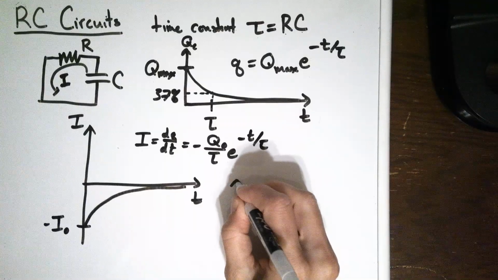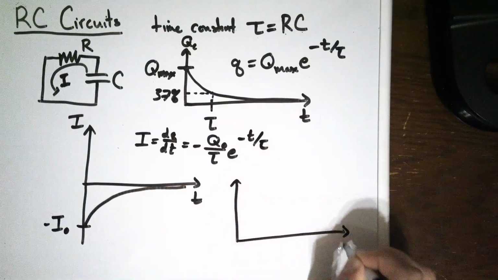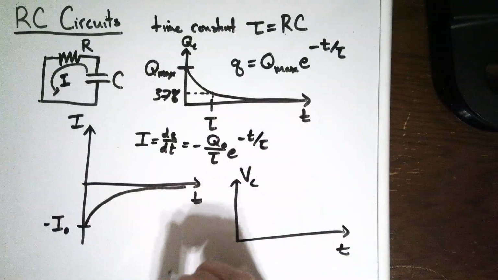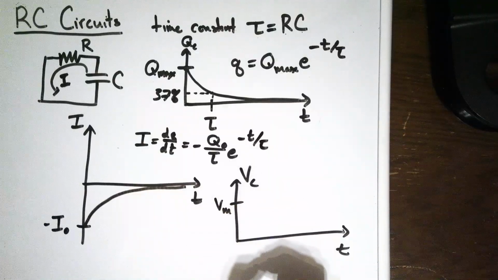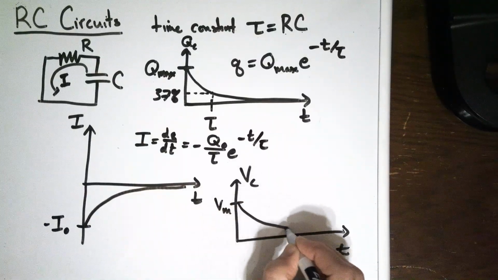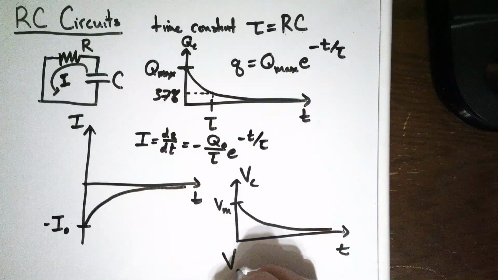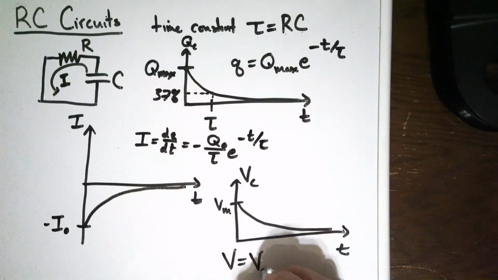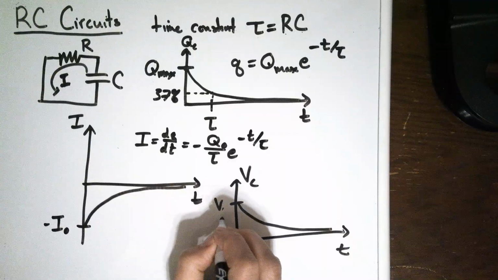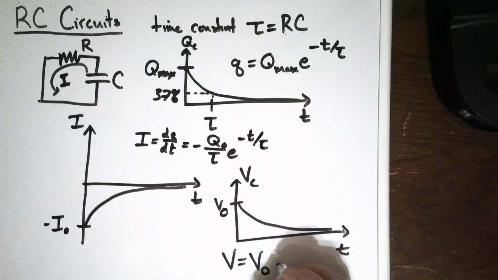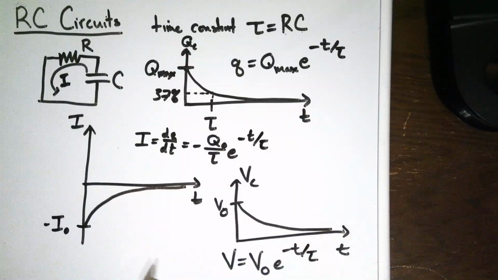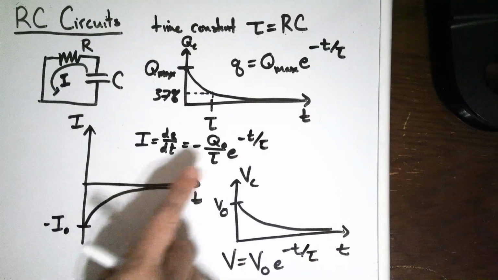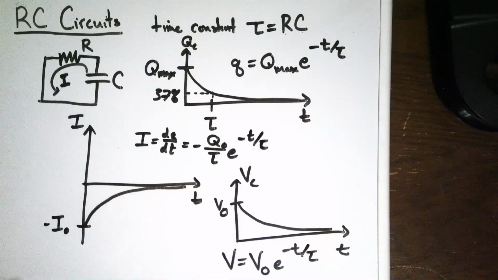And then finally, we can also give the voltage across the capacitor. That is going to start at the max initial voltage and then decay off as well. And the equation for that will be the voltage with respect to time is the initial voltage times e to the negative t over tau. And if you don't know how these equations are derived, watch the next video and I'll show you how we get them using Kirchhoff's loop rule.